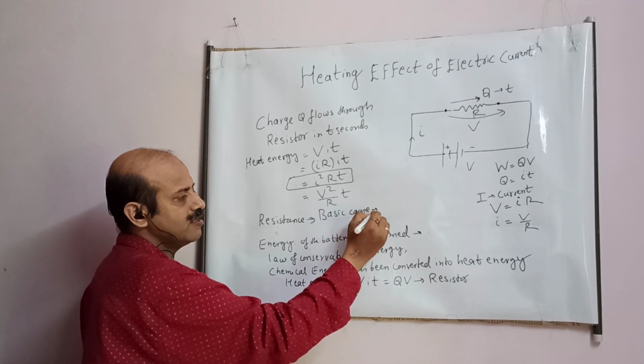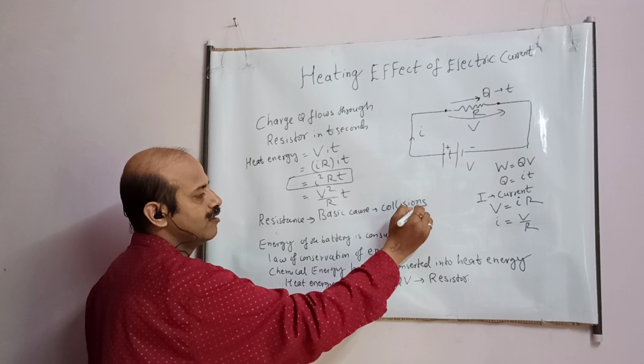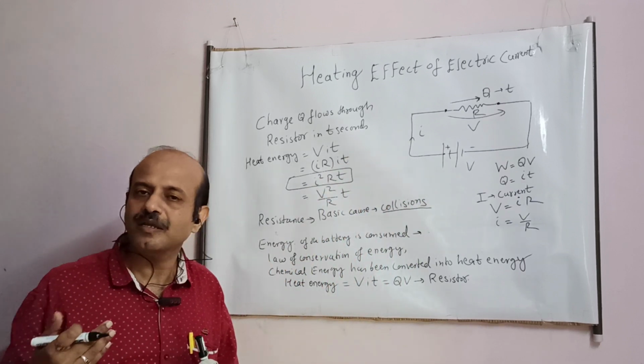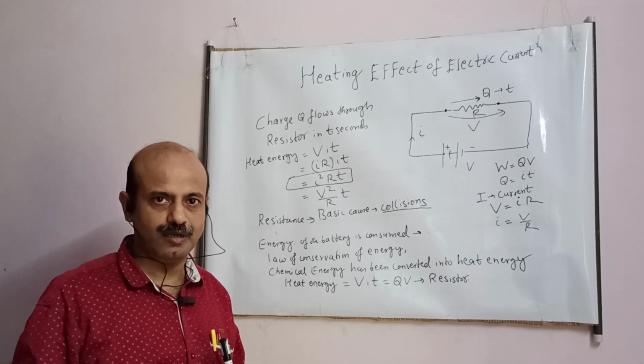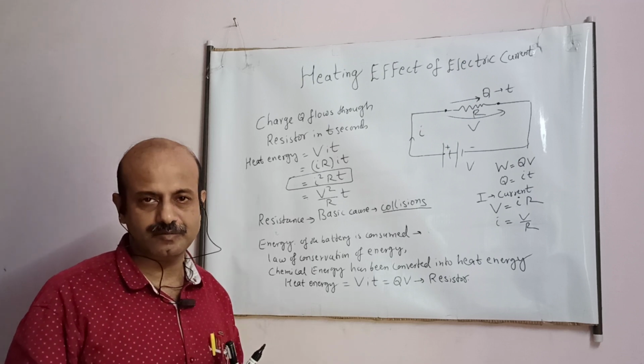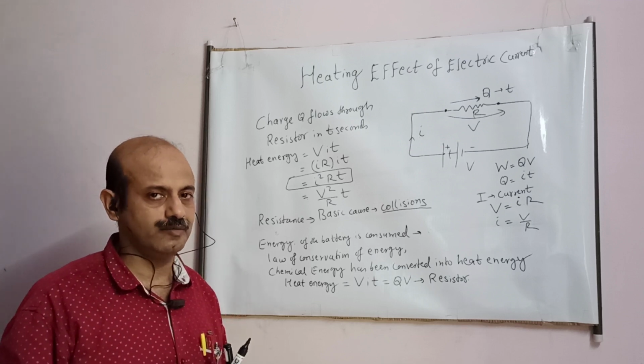The basic cause is, student, collisions. This you have to remember. When an electron is traveling, it is colliding with the ions, with the atoms. During that collision, it transfers its energy to the atoms. And it is that energy which is converted into heat energy, student.